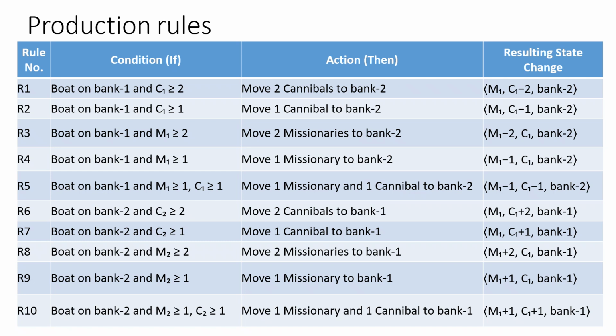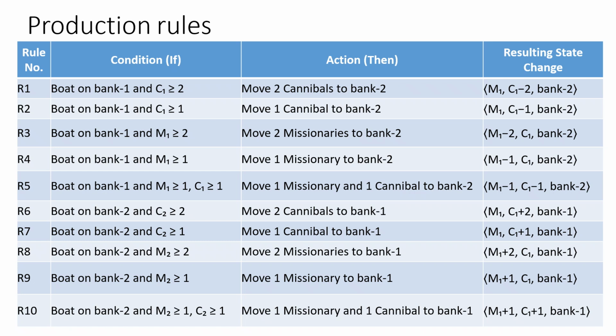And the sixth rule, that is move two cannibals from right to left. So two cannibals return together from the right bank to the left bank if bank 2 has a number of cannibals greater than 2. And the seventh rule is move one cannibal from right to left. Here bank 2 has a number of cannibals greater than 1, then a single cannibal returns from the right bank to the left bank.